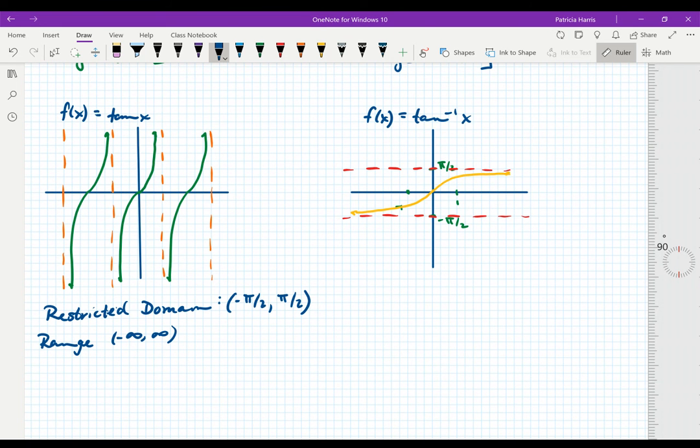So when we talk about the inverse, our domain becomes negative infinity to positive infinity, and our range is negative pi over 2 to positive pi over 2, because that's where those asymptotes are now. So in our next video, what we'll do is we'll get into how to use these graphs.